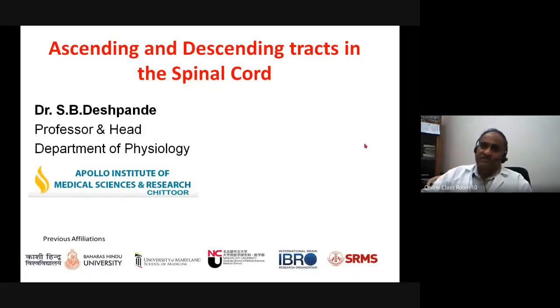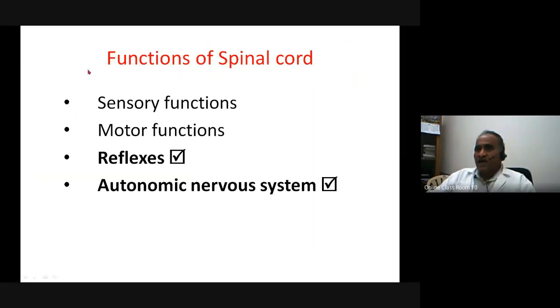Today I will be dealing with ascending and descending tracts in the spinal cord. In the functions of the spinal cord, we have these sensory functions, motor functions, the reflexes, and the autonomic nervous system. I have covered the checked portions, that is the reflexes of the spinal cord and the autonomic nervous system. Today I briefly go with the sensory functions and motor functions.